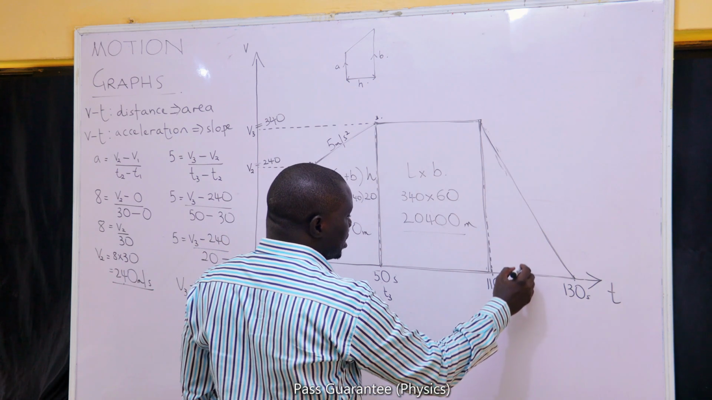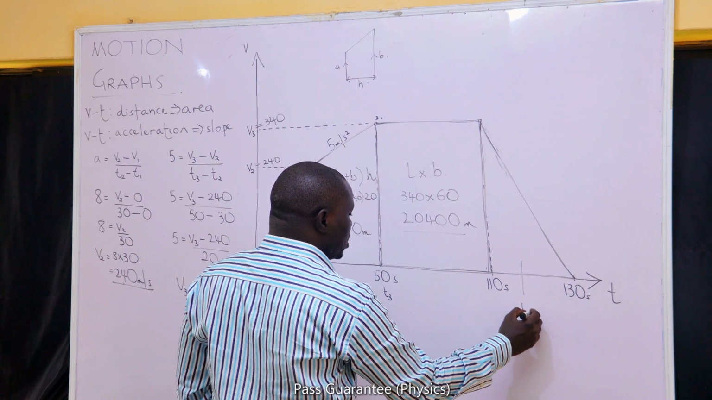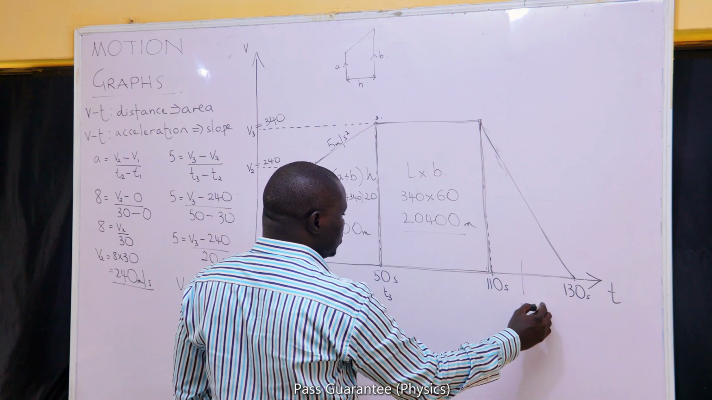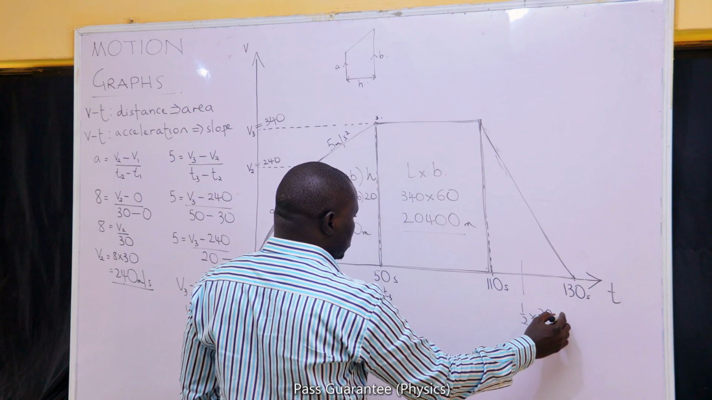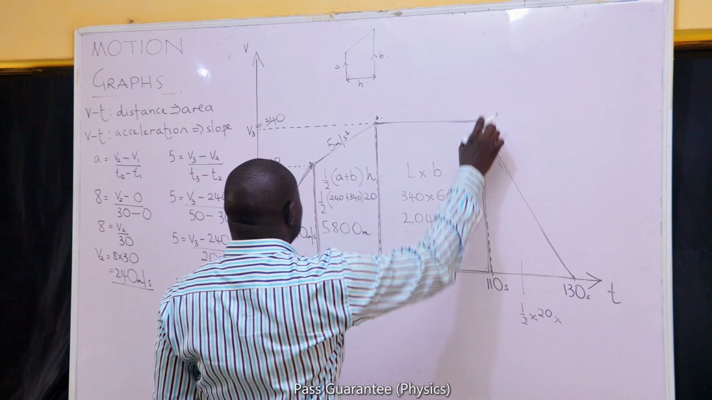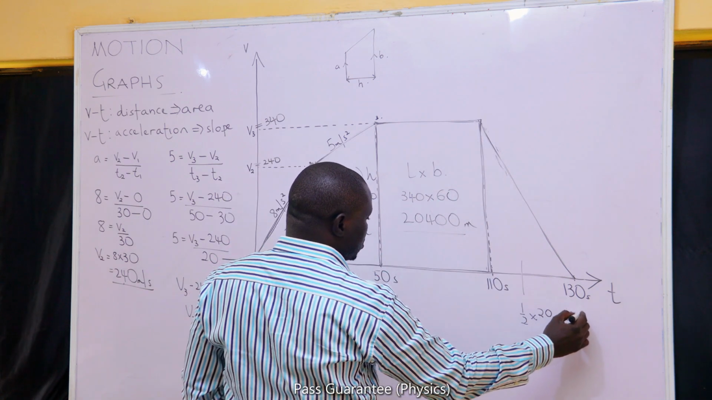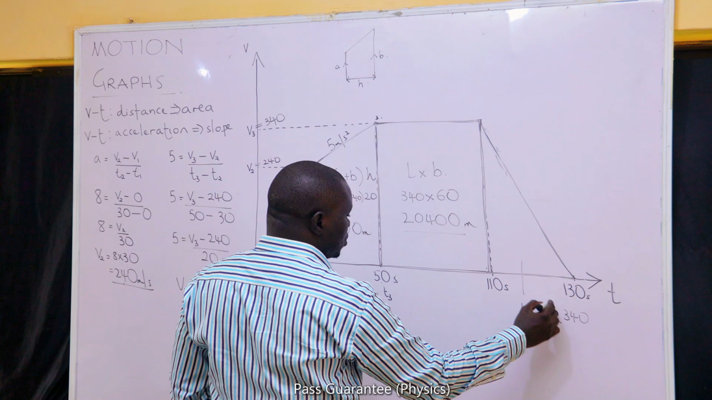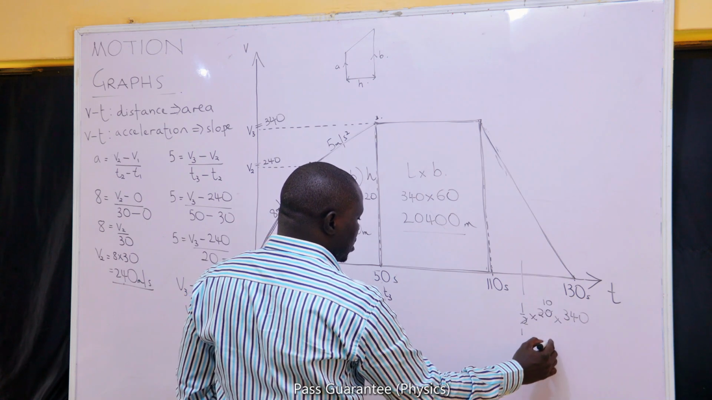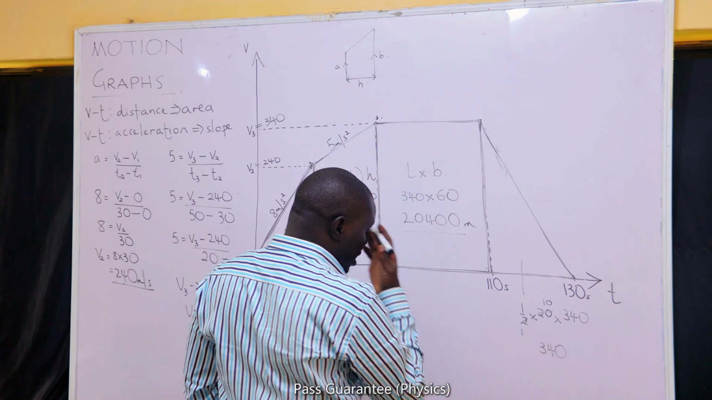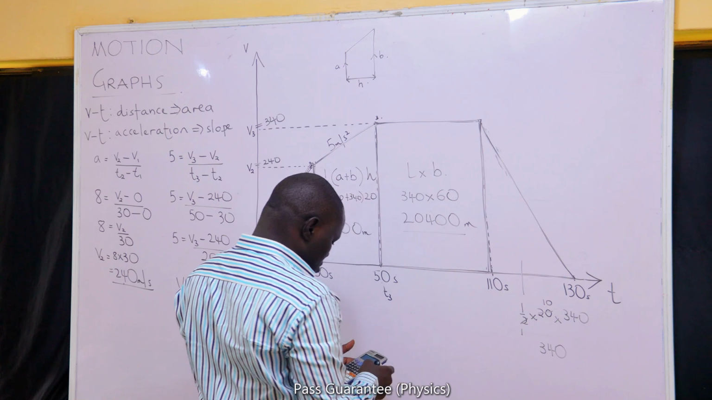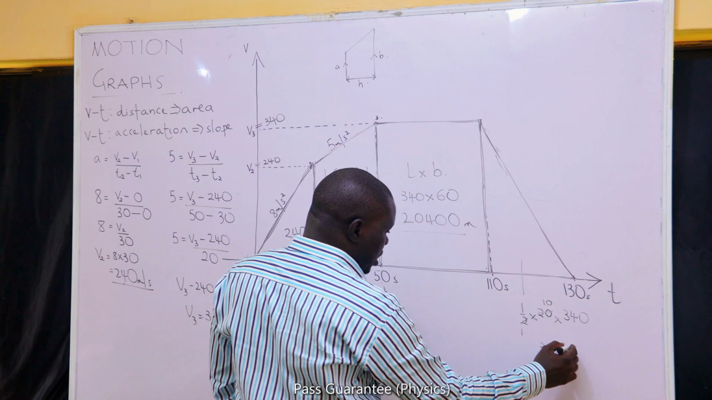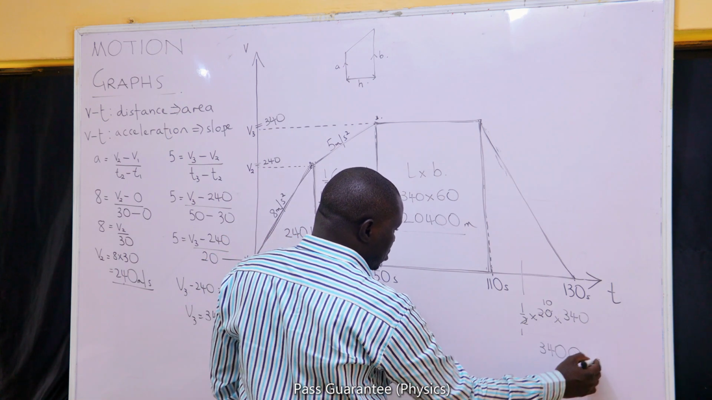That's half base times height. Our base is 20. And our height is 340. If we do that, 2 here 1, 2 here 10. The answer is 3,400 meters.